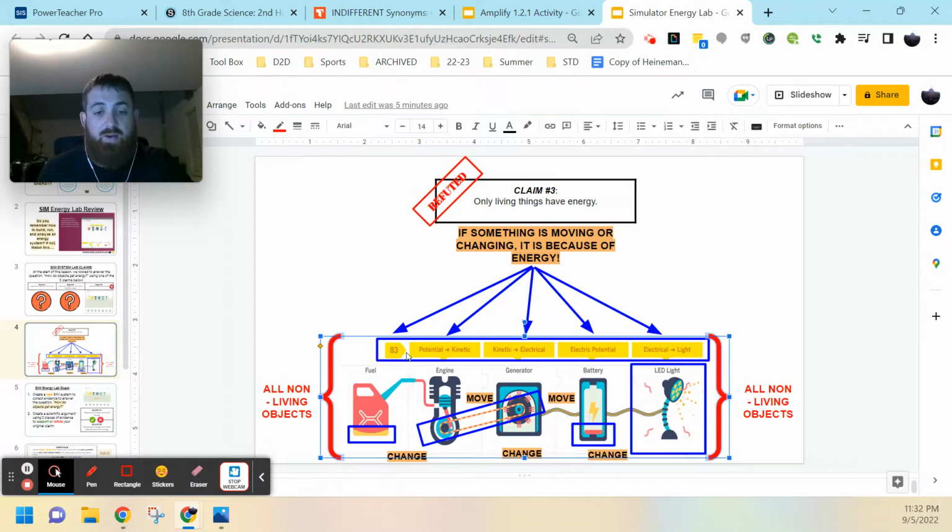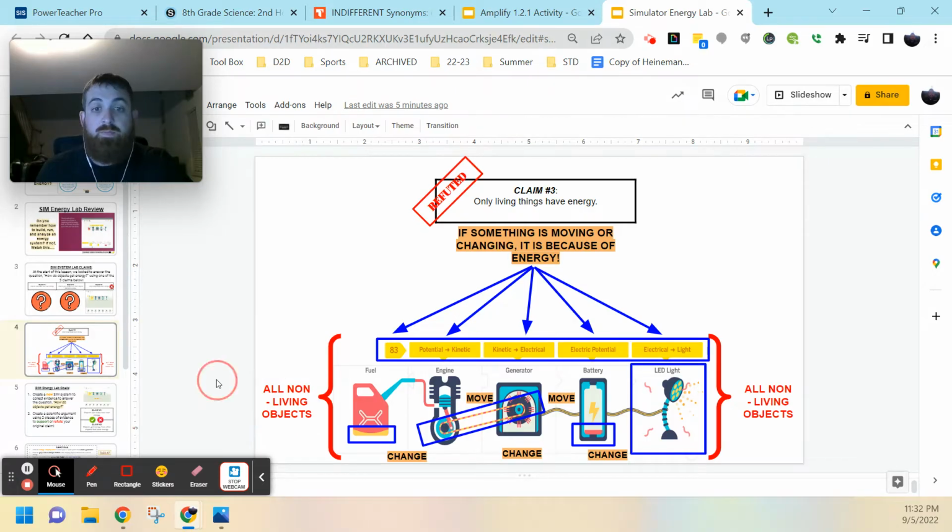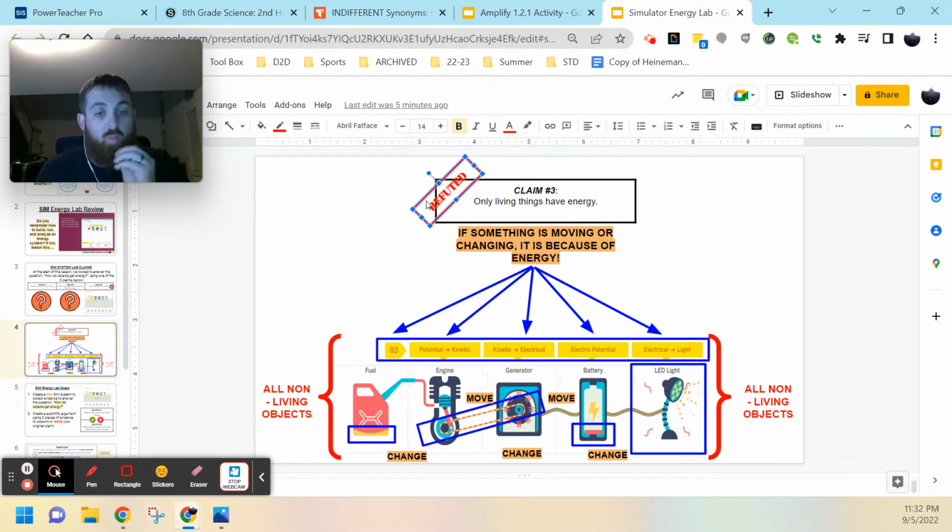We could talk about the types of energy that we saw throughout our lab. We could talk about how things moved and changed within our different objects. And we can also talk about how all of those objects here are non-living objects. These aren't plants, these aren't animals, these aren't fish or humans. These are things that don't live. So right off the bat, we have a lot of things that we can observe, and we can pull in that evidence to refute this claim or prove it wrong.